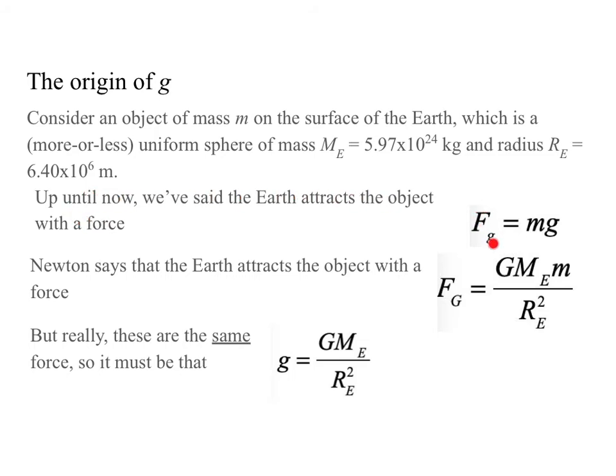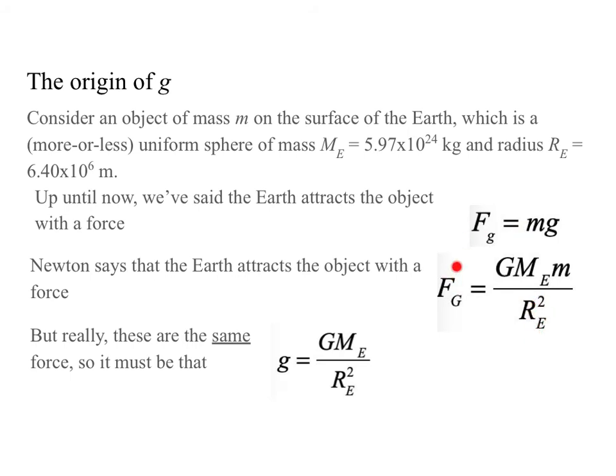F sub little g is m times that little g. But Isaac Newton says the Earth attracts the object with a force which is given by universal gravitation, F sub big G, which is the universal constant G times the mass of the Earth times the mass of the object over the radius of the Earth squared. Because how far is it from the center of the Earth? Well, it's on the Earth, so it's one Earth radius away.